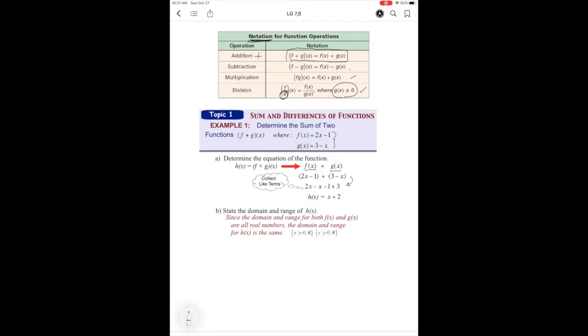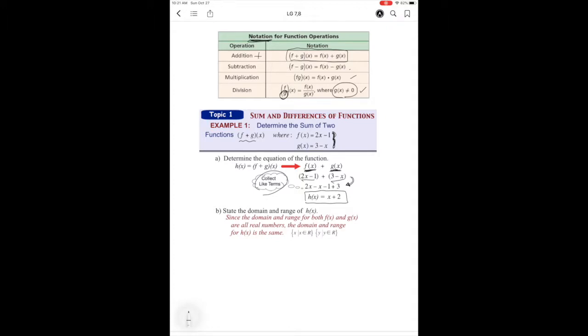Okay, the first example here, we are taking the operations and we're adding F plus G. So here are the functions that you're given. All we're going to do is write the F function, write the G function, and then add them. Quite easy. Basically collecting like terms and you have an answer.